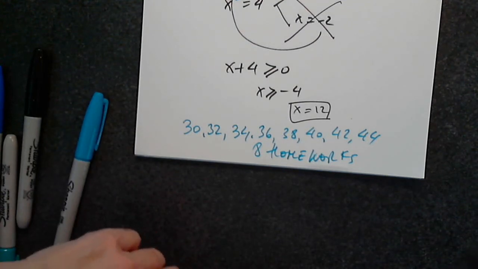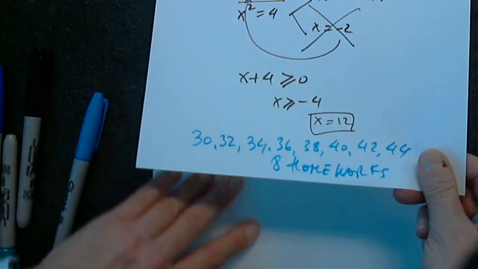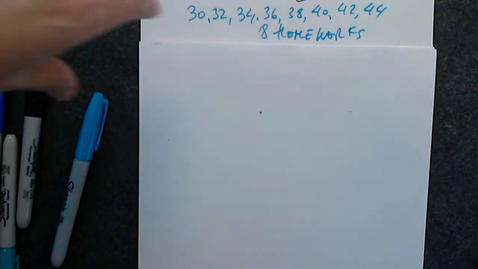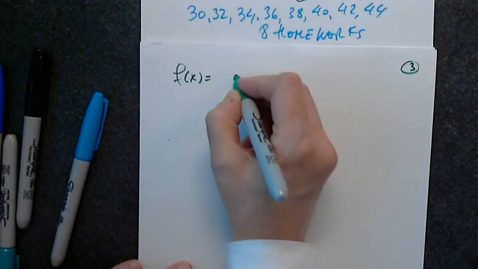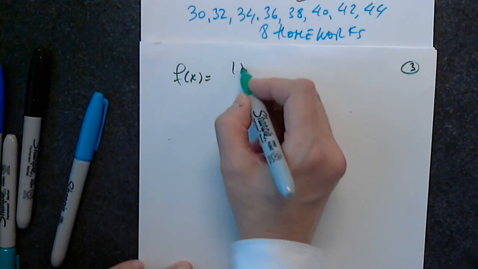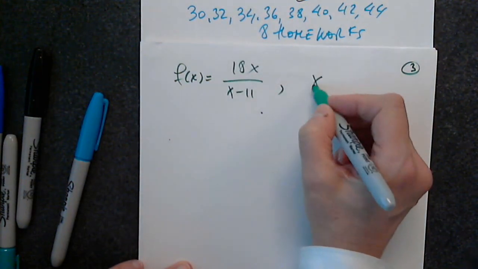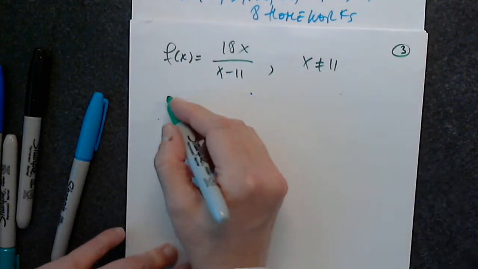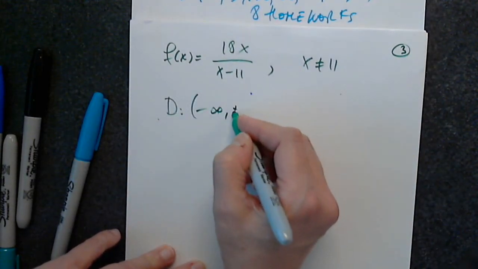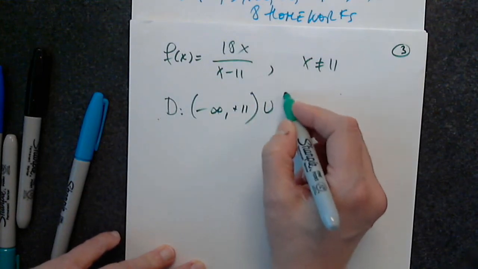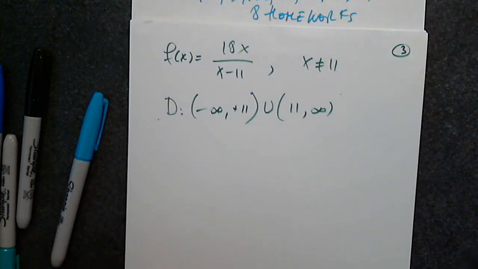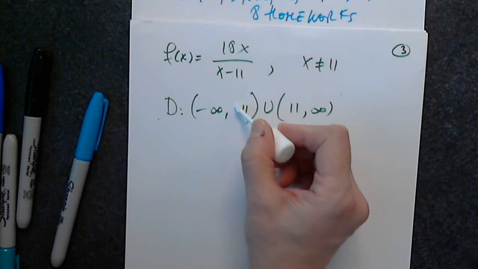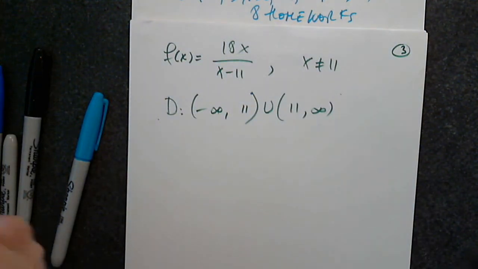Well, the first thing I see when I look at that is x not equal to 11. That's it. There is no other restriction. So I'm going to copy it here. So the function is 18x divided by x minus 11. Indeed, x cannot be 11. So when we write the domain of this function, it is negative infinity to 11, union 11 to infinity. There is no need for that plus. That's the domain of this function.